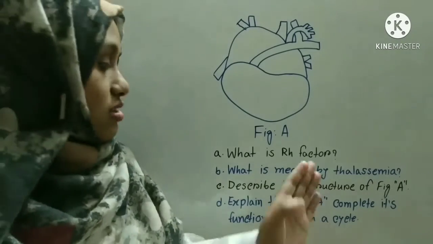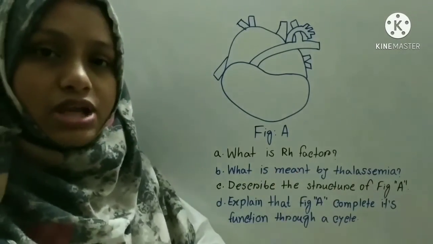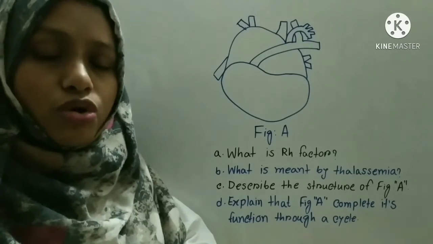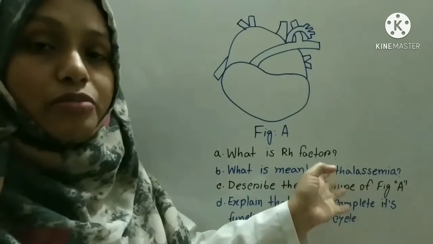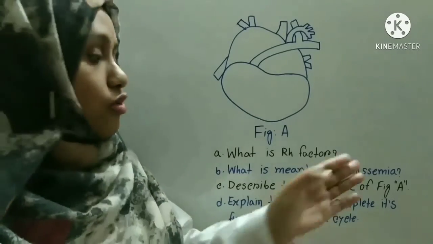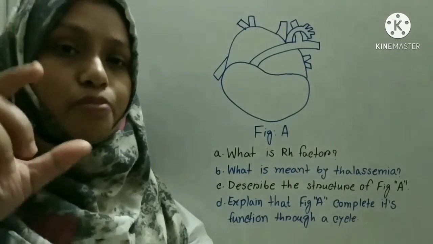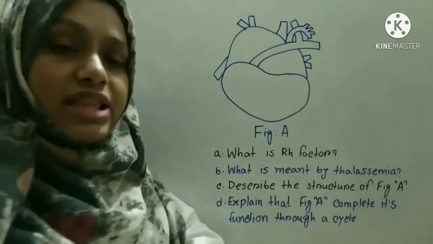Now the second question. What is meant by thalassemia? I know you all know that the mark of a B number question is 2. So for a B number question you have to make 2 paras. What is meant by thalassemia?